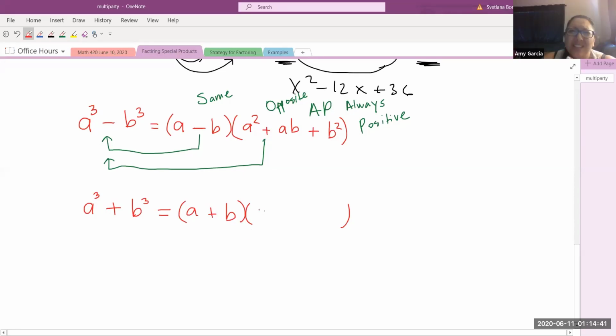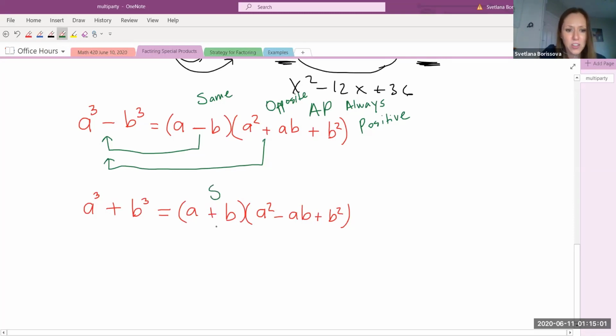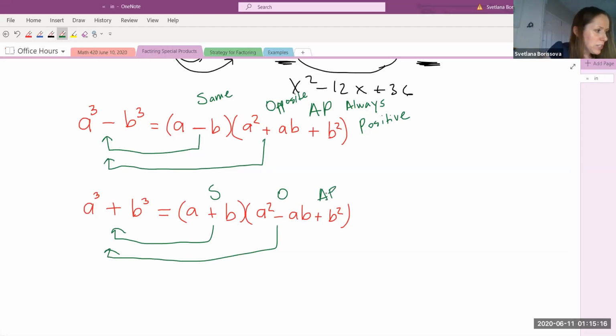A squared minus AB, and then? Always positive, so it's plus B squared. That's right. That's how the second formula goes. Same sign as in the original expression, O for opposite, always positive. Let's do maybe two examples to illustrate how those formulas work.